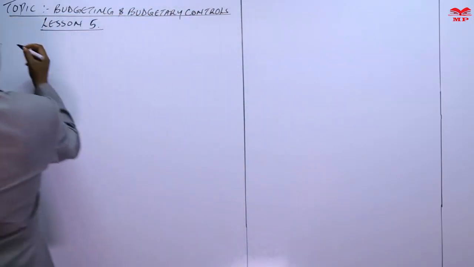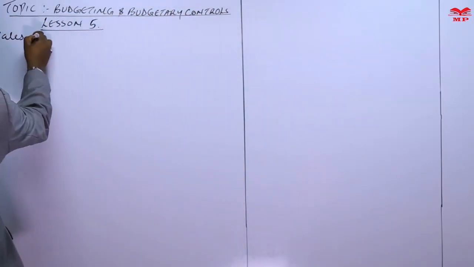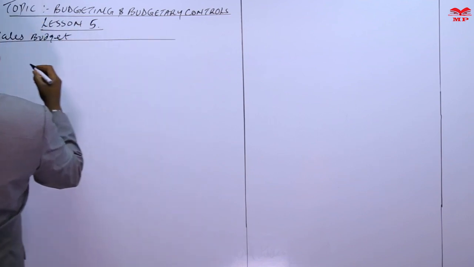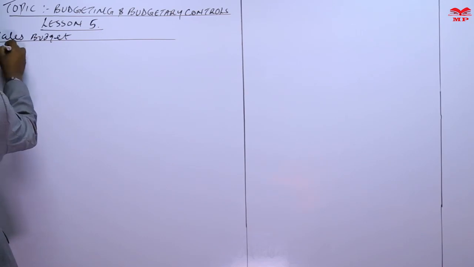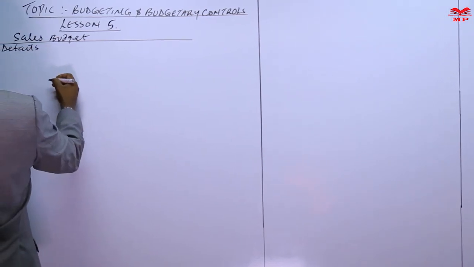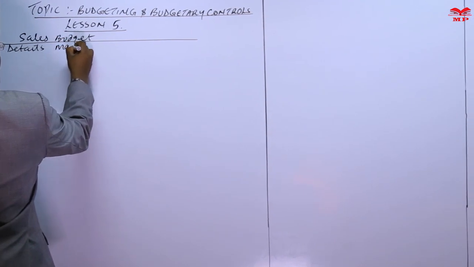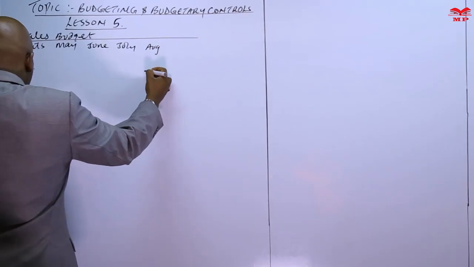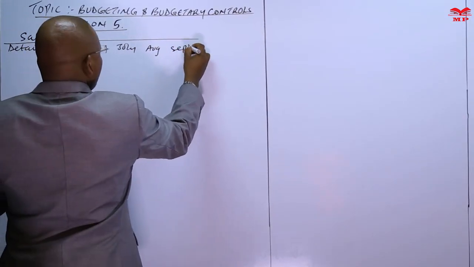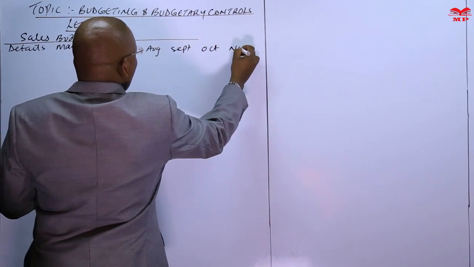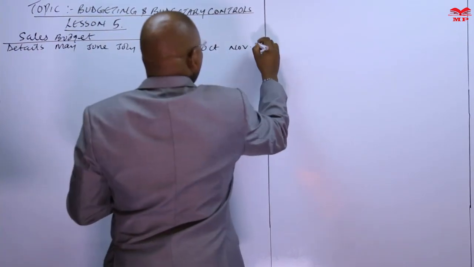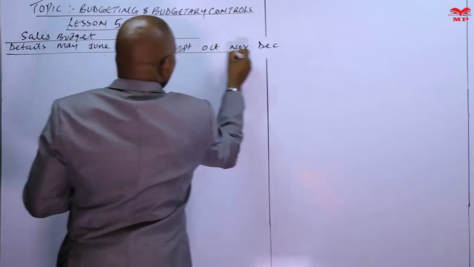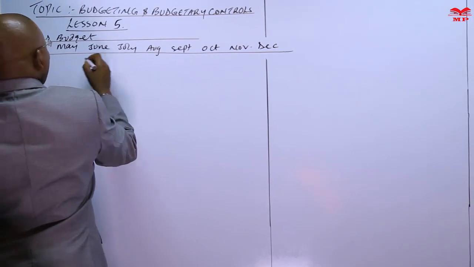We'll have the sales budget. These are workings we're doing, with details. We have the months of May, June, July, August, September, October, November, and even December. So these are the months we expect.